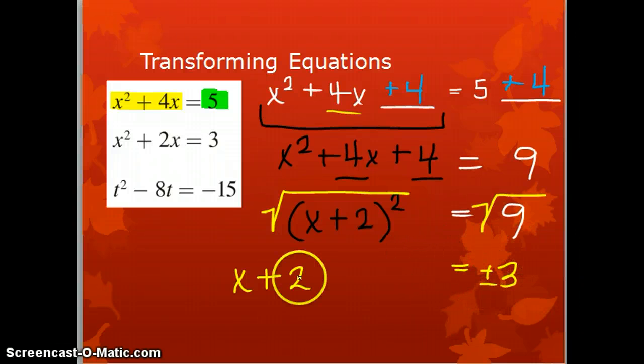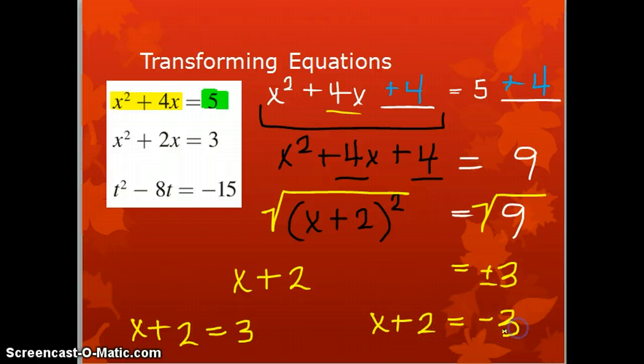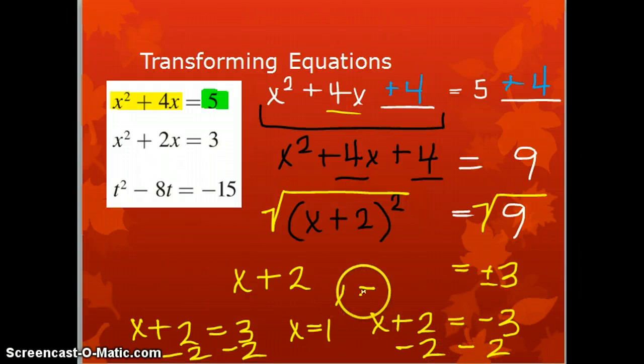Now we can solve this just like we did yesterday. So x plus 2 equals positive 3, x plus 2 equals negative 3. I subtract that 2, so I get 1, a point that's going to cross at a positive 1. And then there's another point, negative 3 minus 2, that's going to cross at negative 5. All right, we're going to do this 2 more times here, so let's try this again.